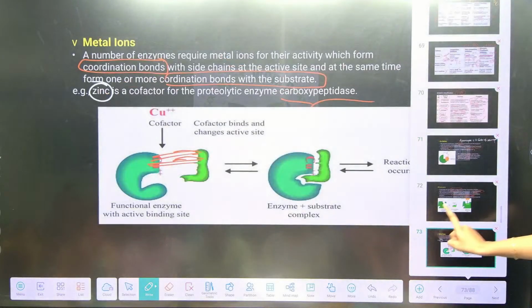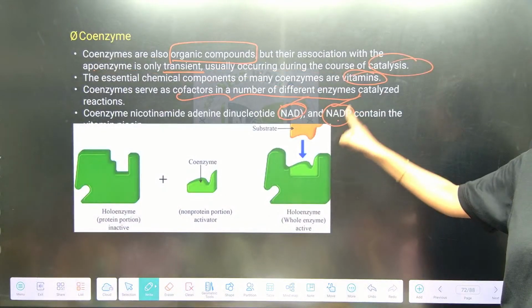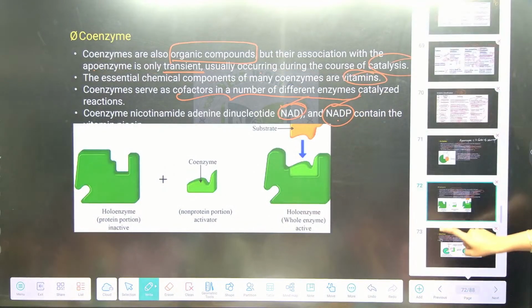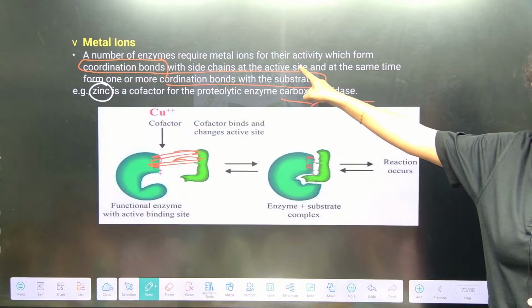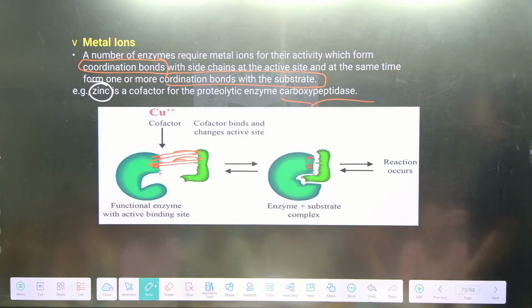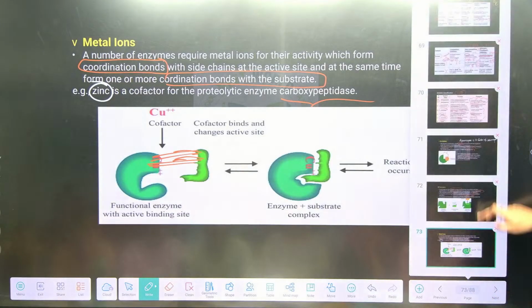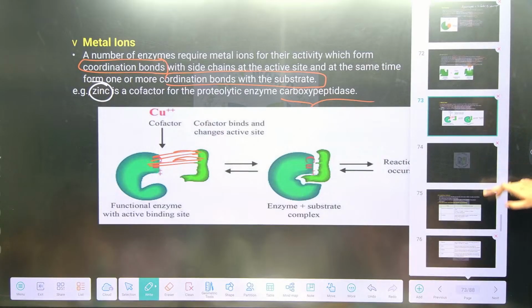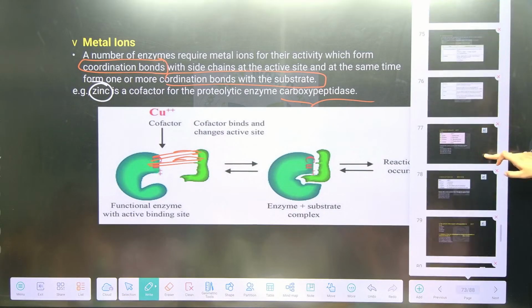Next is coenzymes: NAD, NADP and vitamins. And then metal ions bound by coordination bonds. An example includes zinc. Okay, zinc for the enzyme carboxypeptidase. Clear? Now we will move on to doing the questions.